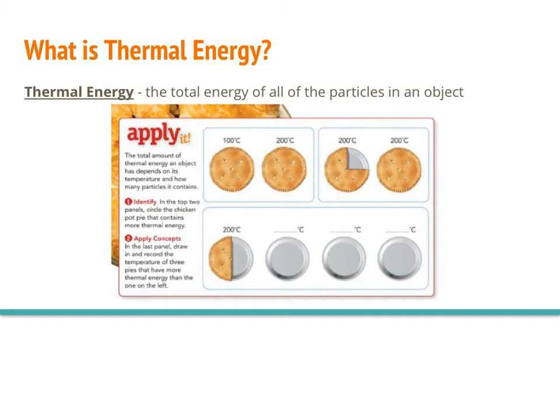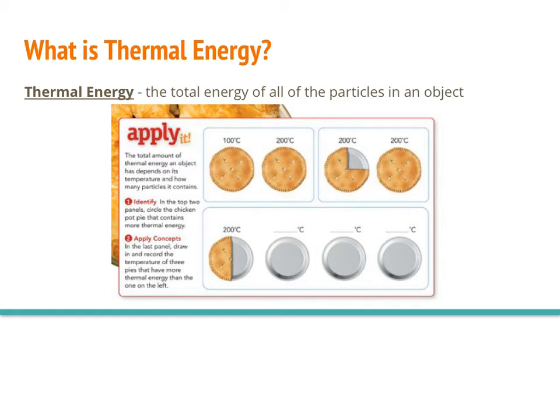So let's talk about that. If we have two 1 liter pots of tea and they have different temperatures, the pot with the higher temperature is going to have more thermal energy. Now imagine you have just one pot of tea and you have 1 cup of tea. If they're at the same temperature, the pot of tea is going to have more thermal energy because there are more particles in it. The cup of tea has less particles.